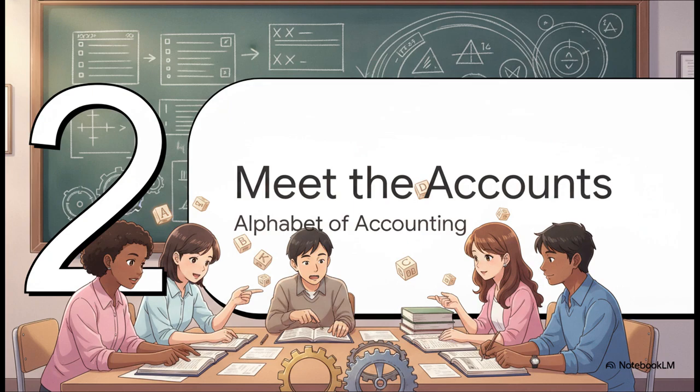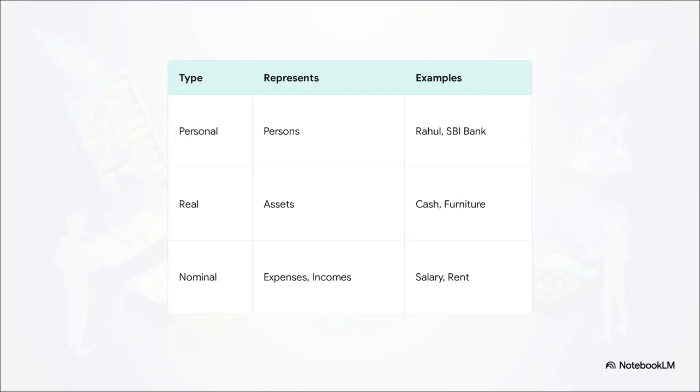Moving on to Section 2. Meet the accounts, the alphabet of accounting. To speak this new language, we need to know the alphabet. You're going to encounter 3 core types of accounts. First up, personal accounts. These are exactly what they sound like. Persons, firms, companies, or banks. Think a customer named Rahul or your SBI bank account.